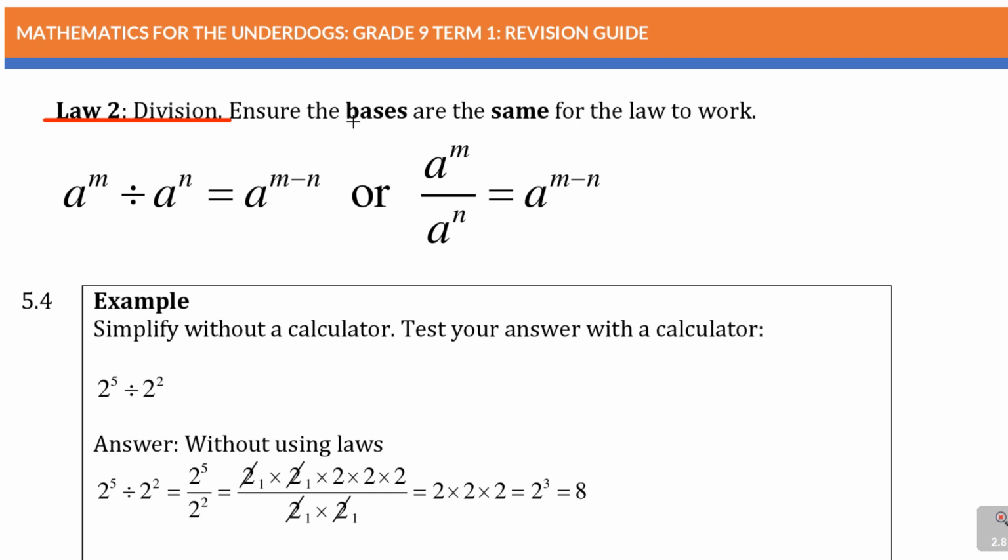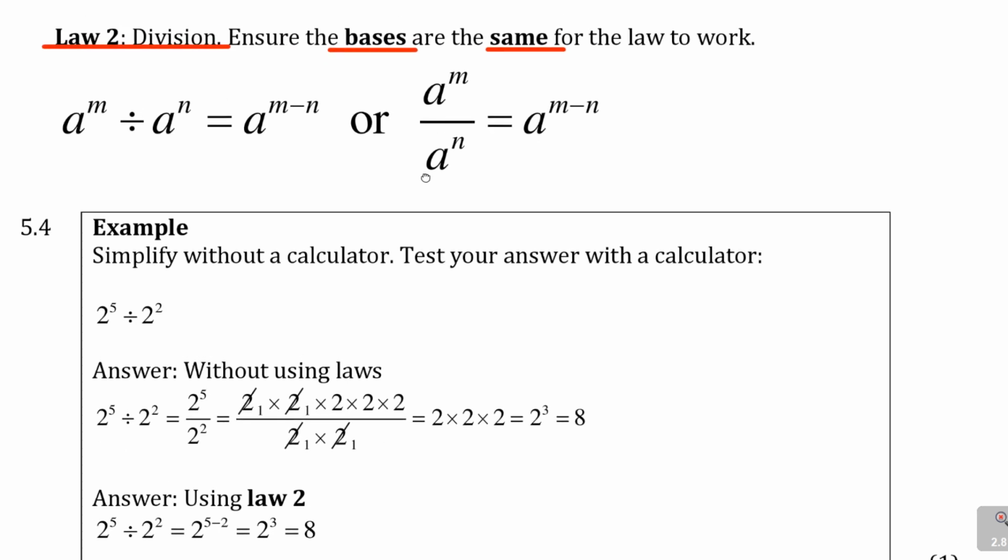Now, what does it say? It says, ensure bases are the same for the law to work. Look at the base. Just look at this: a to the power m divided by a to the power n. There is a, there is a. There must always be the same base. Now, what do you do to your exponents? You subtract them: m minus n. So if you see the division line, see there is a minus inside division.